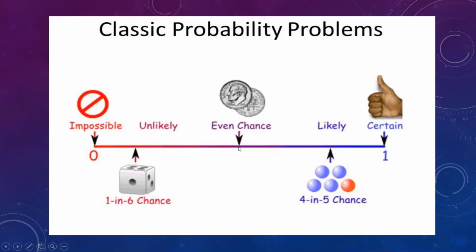If it is 0.5, there is even chance. For example, tossing of a coin, either head or tail, both will have the even chance. Whereas to get 1 on the dice, it will be very unlikely. And 4 in 5 chance: if there are 5 trials, in that we can get 4. There is much likely chance. So this is the range of probability, 0 to 1.